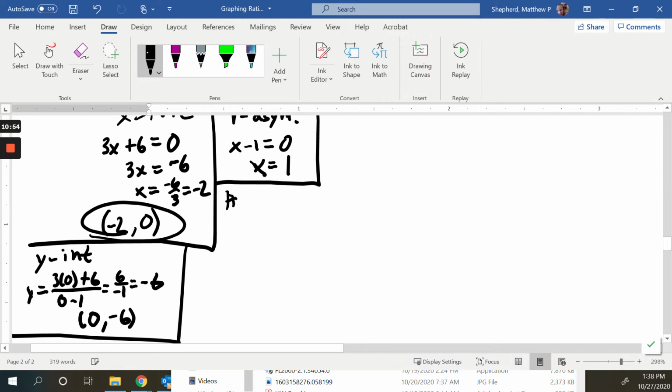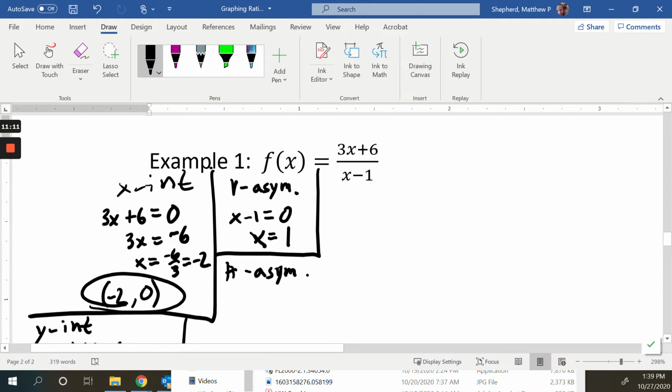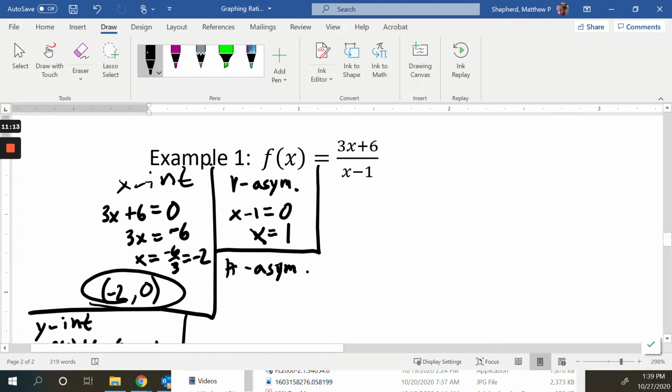Okay, so the next would be the horizontal asymptote. And the horizontal asymptote, or the slant asymptote, remember is all about the degree of the numerator and the denominator. So this is an x to the power of 1, that's an x to the power of 1. So n is equal to m.